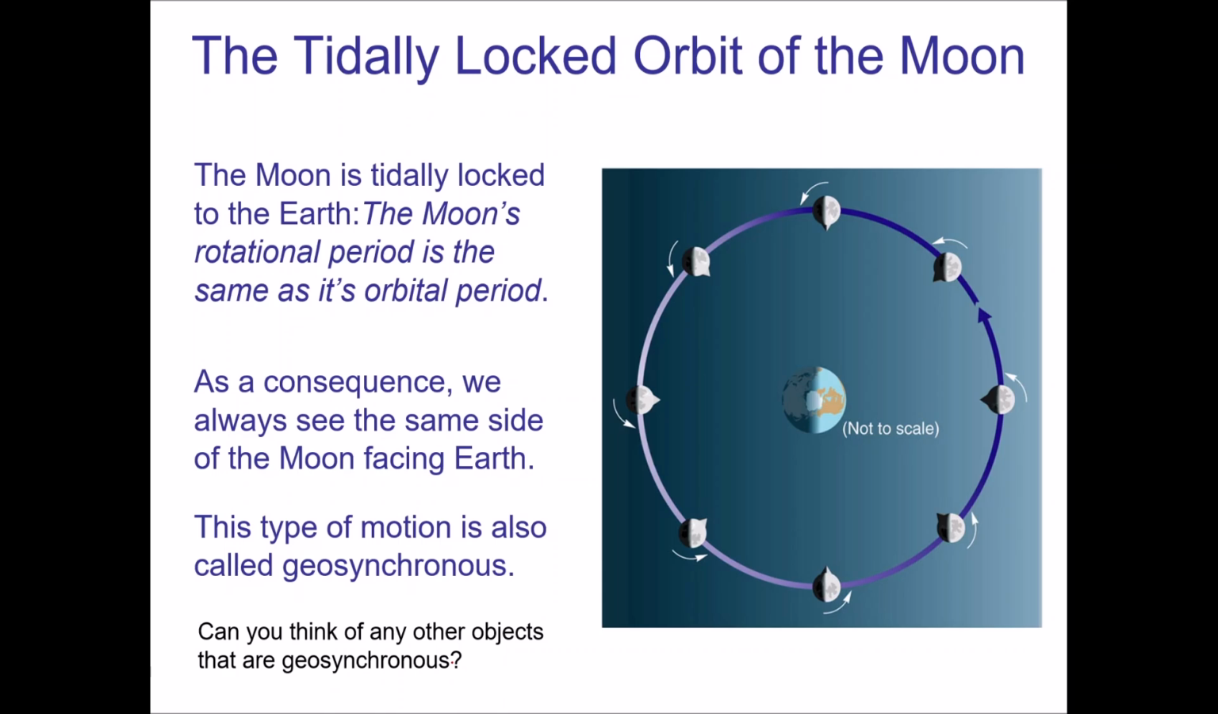So you think about this. If the moon didn't rotate as it orbited, you would end up seeing the various sides of it. But because it does orbit, it does rotate, and it does so in a special way. We call it tidal lock. We also call it geosynchronous. Now that term tidal, that was something we talked about in the last video. This is caused by tides.